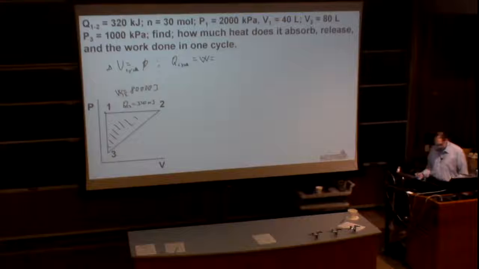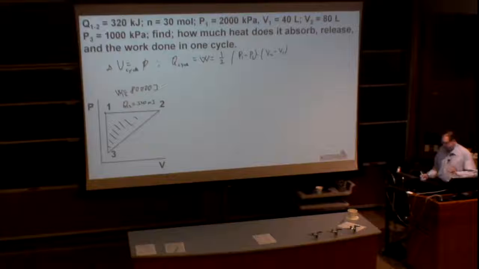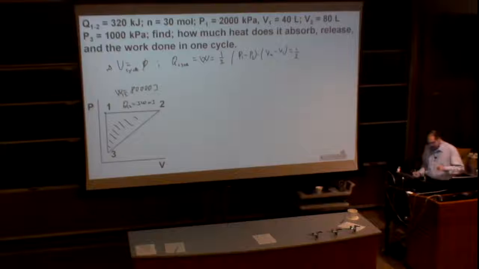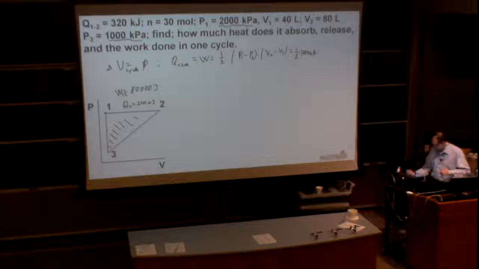1/2 height times base, 1/2. So I can write P1 minus P3 times V2 minus V1. That's geometry. Has nothing to do with physics. Now we can use numbers. 1/2. Difference. One thousand kilopascals times difference 80 minus 40 liters. So that gives me 4/2, 2, 1, and 4 zeros. 1, 2, 3, 4 joules.